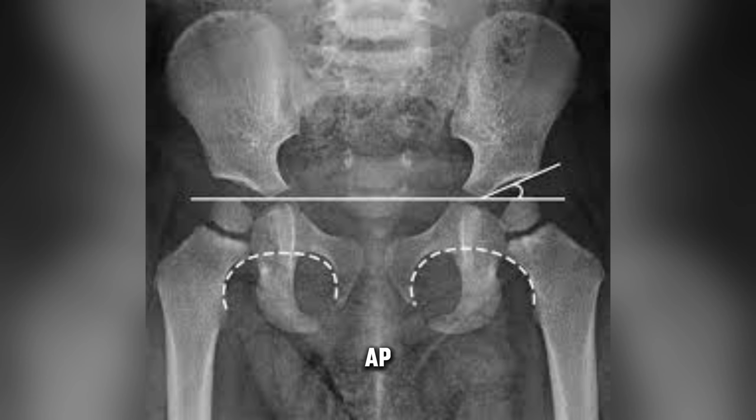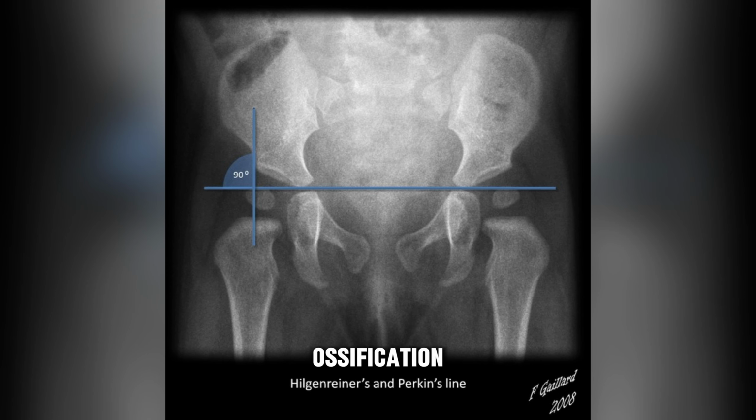A single AP radiograph is the most appropriate examination in children where femoral head ossification has occurred. Asymmetry of the femoral head ossification center, delayed on the abnormal side, is often present. Determine the relationship of the proximal femur to the developing pelvis. The femoral head should be centered in the inferomedial quadrant defined by the intersection of Hilgenreiner line and Perkin line. Interruption of the Shenton line may also be evident.